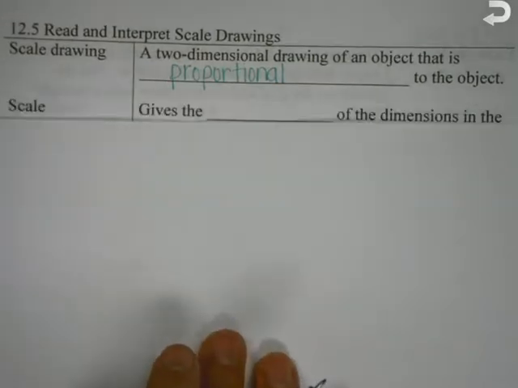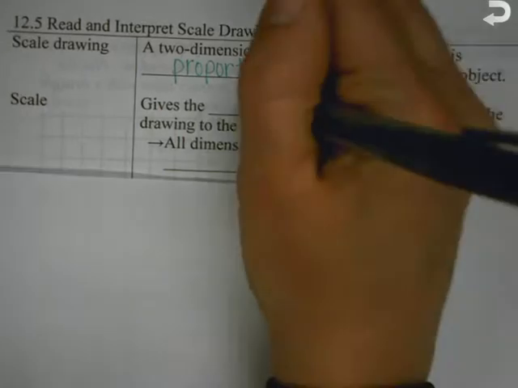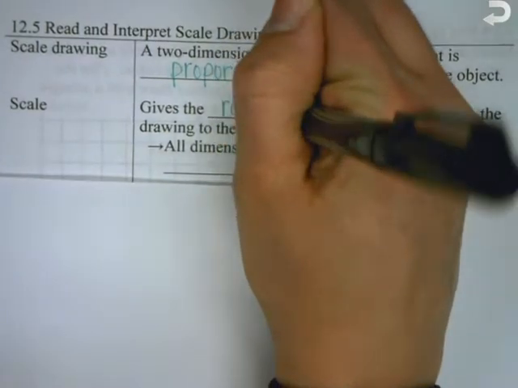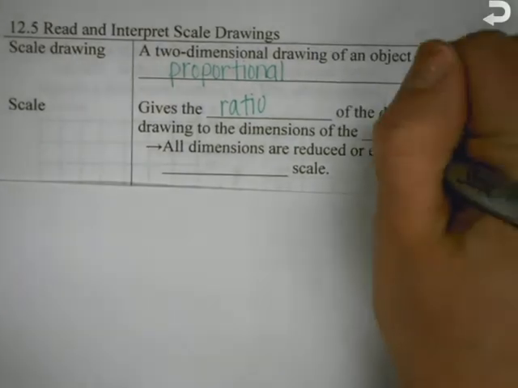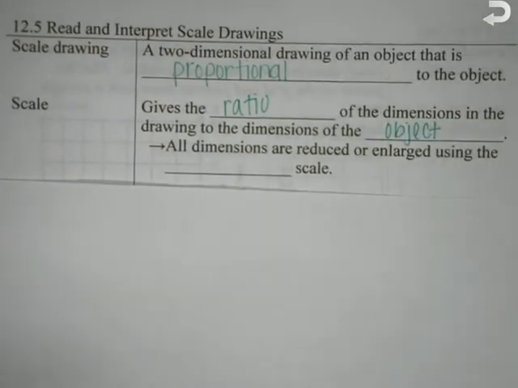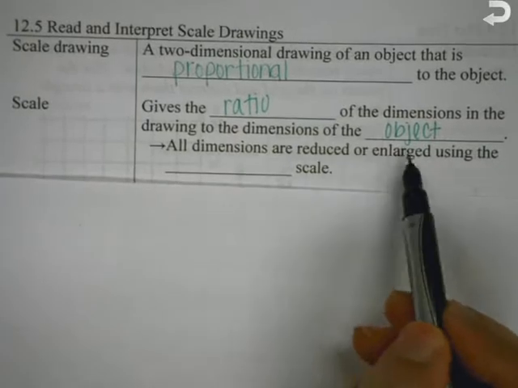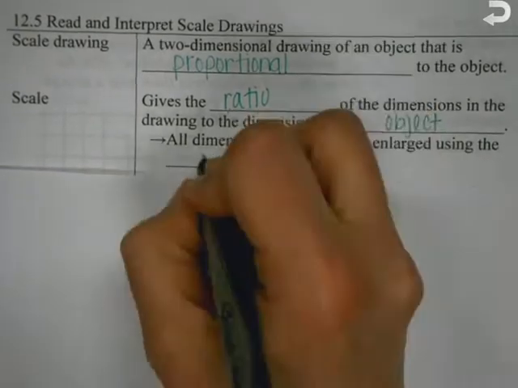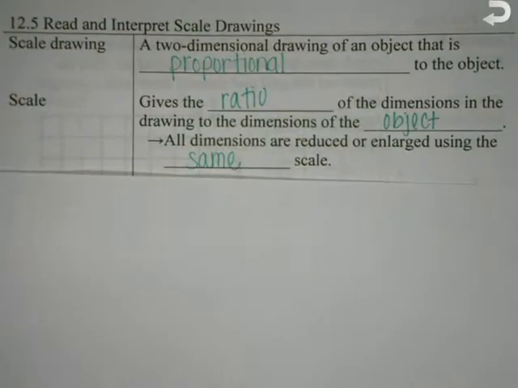Okay, so we also have another definition. What's the scale? So, the scale gives the ratio of the dimensions in drawing to the dimensions of the object. So they will tell you how much the thing is shrunk down. Okay, they will always tell you. All dimensions are reduced or enlarged using the same scale. So everything is shrunk or enlarged by the same amount in that drawing. Does that make sense? Okay.